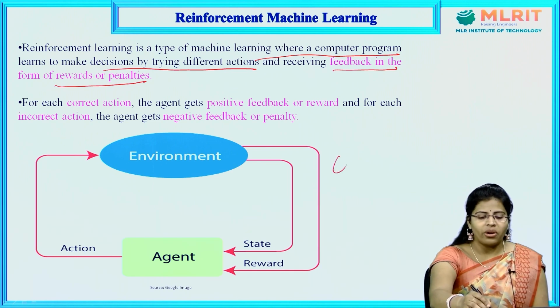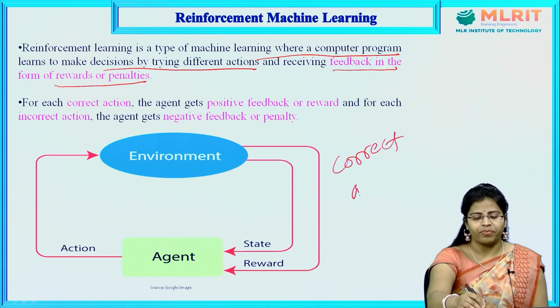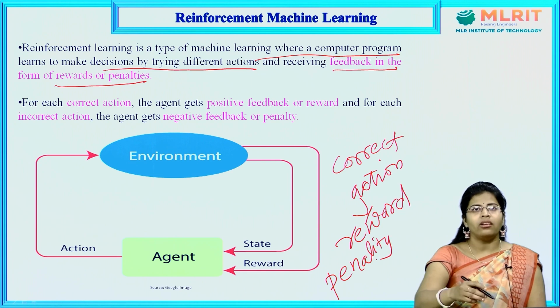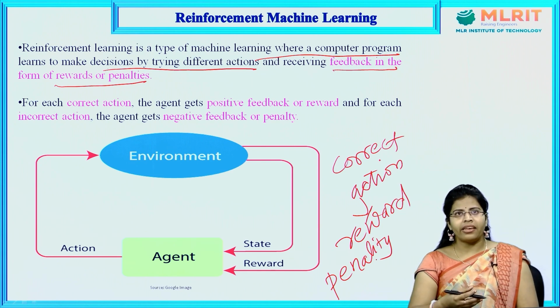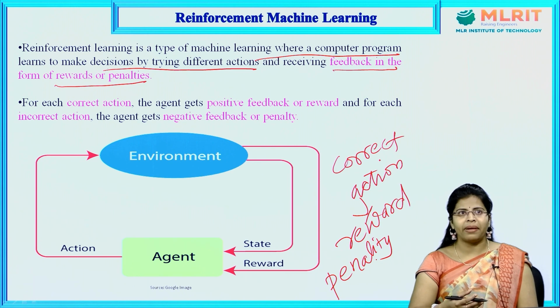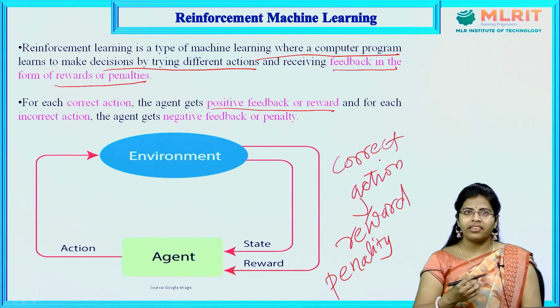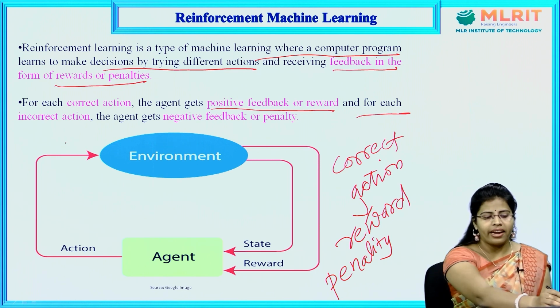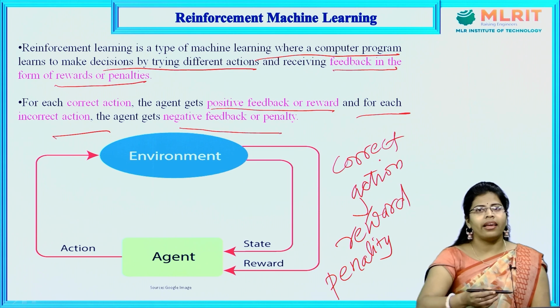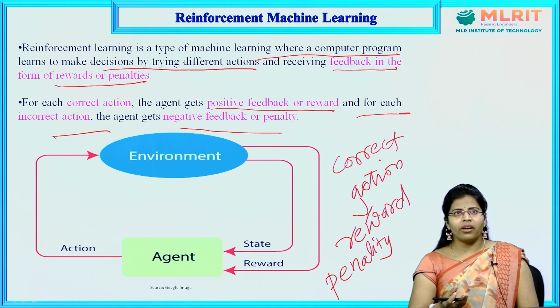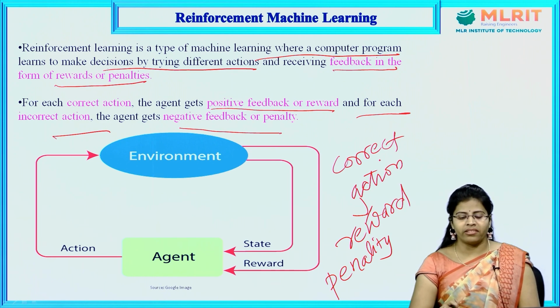That means for each correct action, you are going to get a reward, and for each wrong action, you are going to get a penalty. That's how reinforcement machine learning works in the form of rewards and penalties. For each correct action, it gets a reward or positive feedback, and for each incorrect action, it gets negative feedback or a penalty.